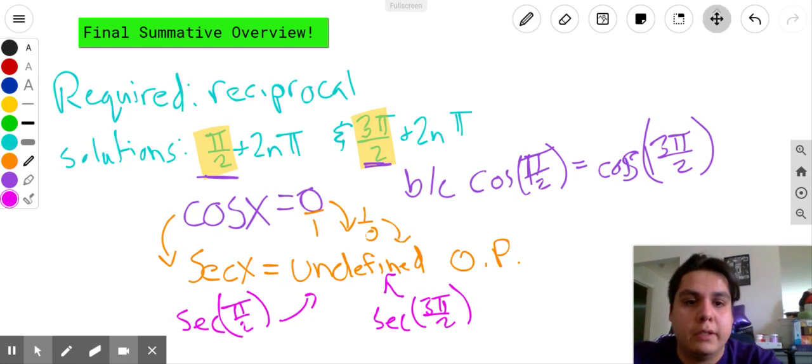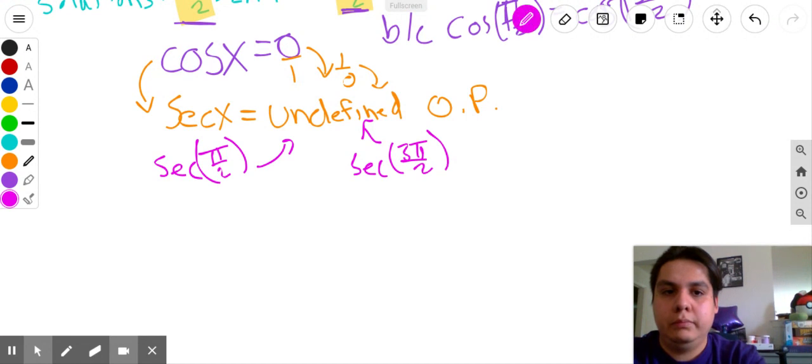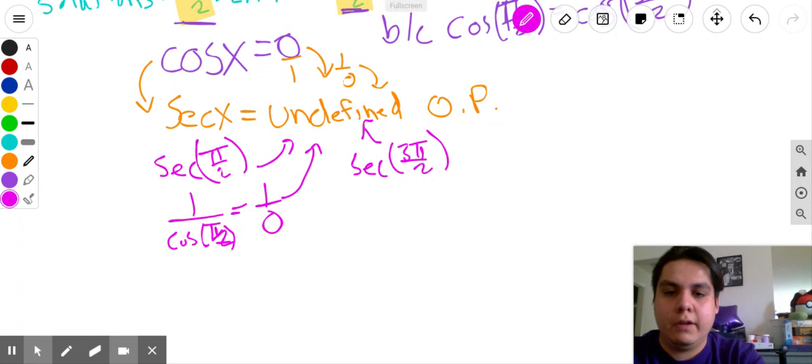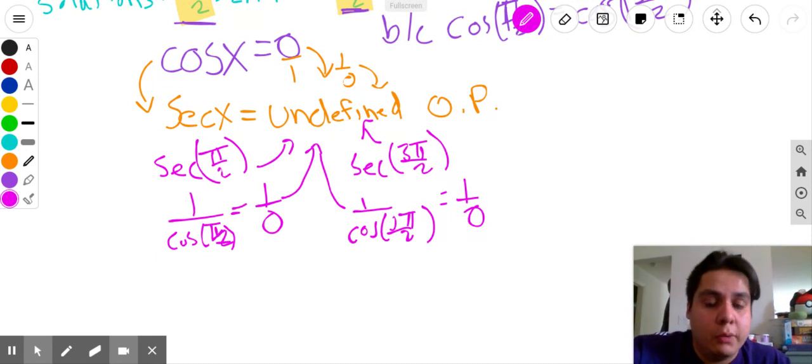So if I was doing that, I would say, okay, well, I can think of this as 1 over cosine of pi over 2, which would mean it's 1 over 0, which would actually be undefined. This would be 1 over cosine of 3 pi over 2, which is equal to 1 over 0, which is also undefined. Through that right there, I used a reciprocal identity, right? Because I converted secants back into cosine form in order to evaluate it.